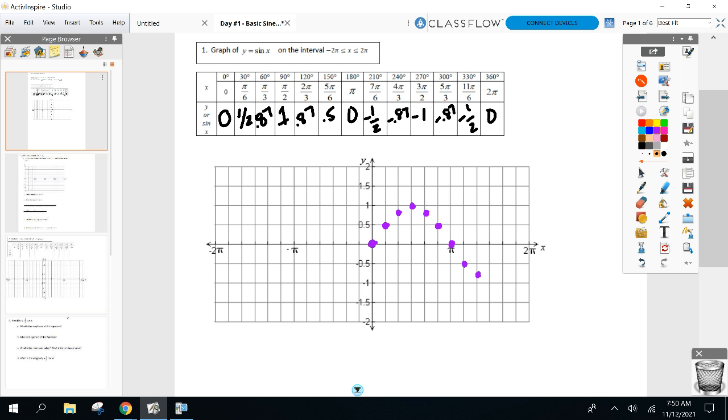And then at 3 pi over 2, boom. And then we start working our way back up again. Negative 0.87, negative 1/2, and the graph ends at 0. So I should have something that looks like that. Let's make sure we do.